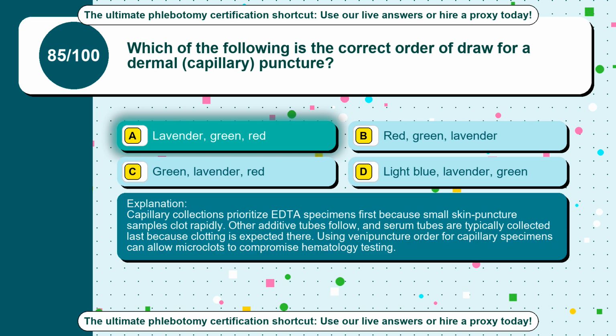Capillary collections prioritize EDTA specimens first because small skin puncture samples clot rapidly. Other additive tubes follow, and serum tubes are typically collected last because clotting is expected there.